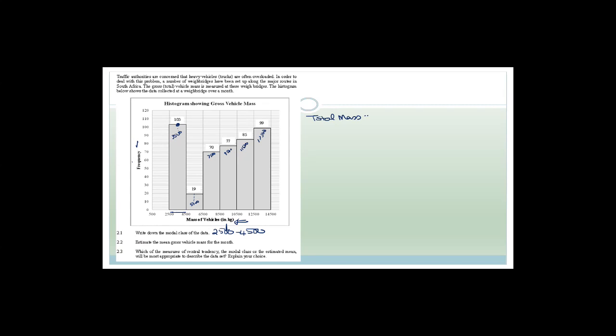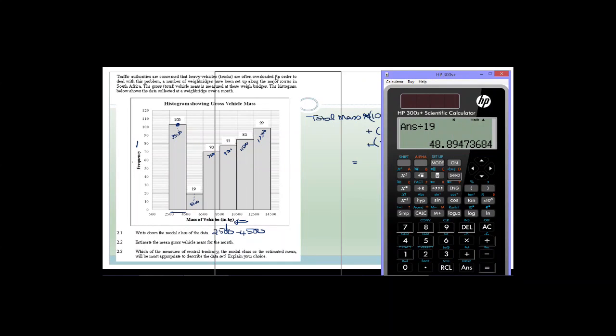The total mass is going to be 103 multiplied by 3,500 plus 19 multiplied by 5,500 plus 70 times 7,500 plus 77 times 9,500 plus 85 times 11,500 plus 99 times 13,500. Obviously this is an approximation because we're assuming that they will have the average mass between the two of them. So let's work that out on our calculators. We haven't finished. This is just getting the total.